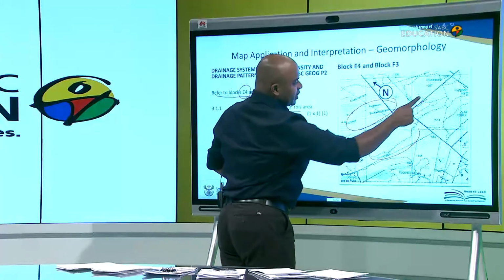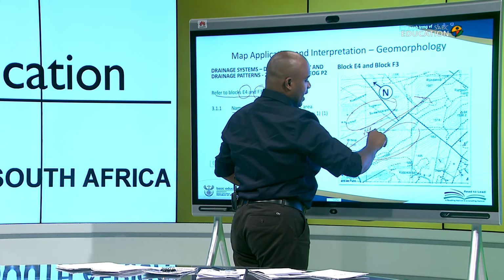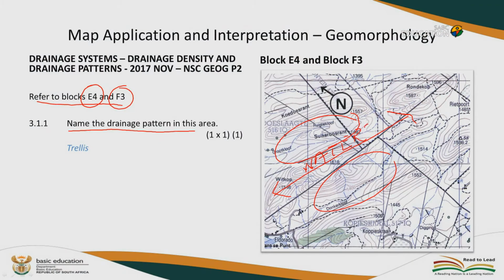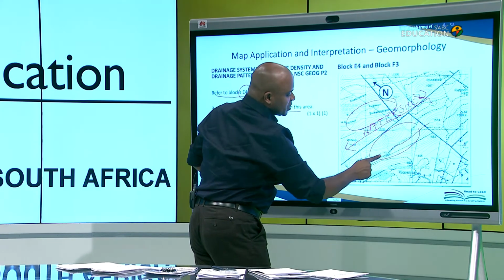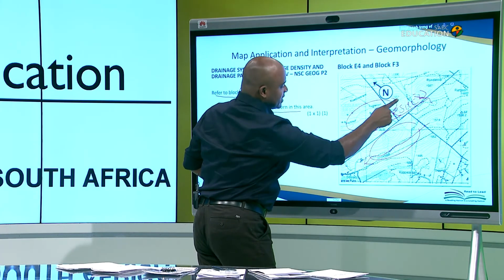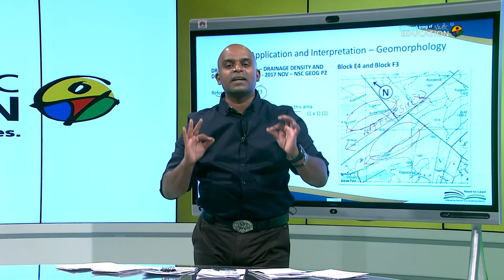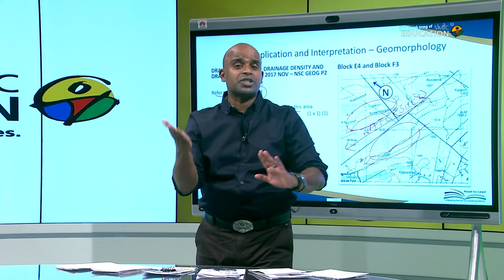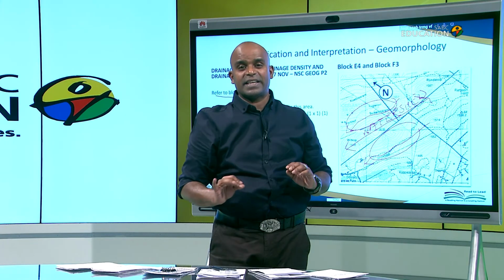In this case, your high-lying area is the watershed. And this watershed separates the 2 streams, making it a trellis pattern. In this particular example, we are able to see that there's the one stream and there's the other stream. And these streams flow parallel to each other, meaning a trellis pattern. And remember, your trellis pattern has one main stream with short tributaries joining at 90 degrees.